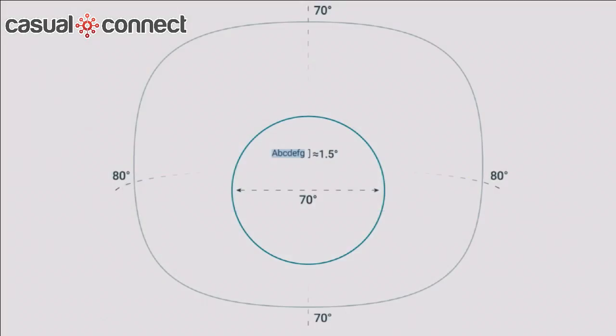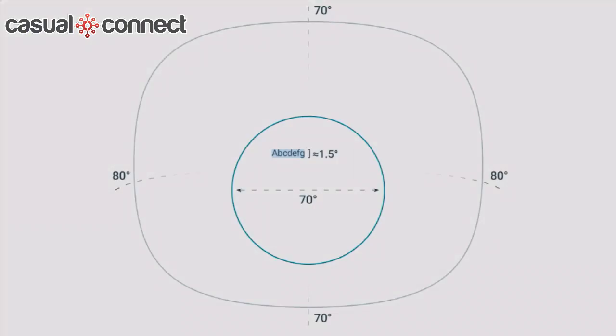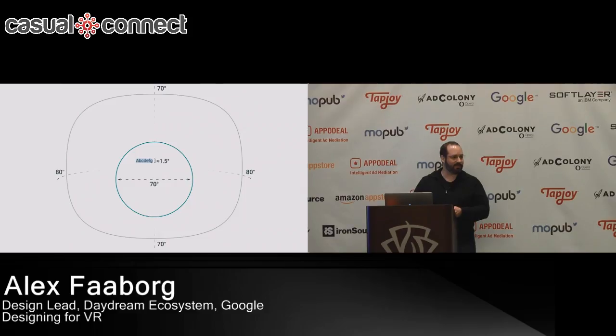All right, so that's the basic ergonomics of your UI: 70 degrees field of view, 80 on either side in terms of neck movement, and then 1.5 degrees for fonts or something that's readable.